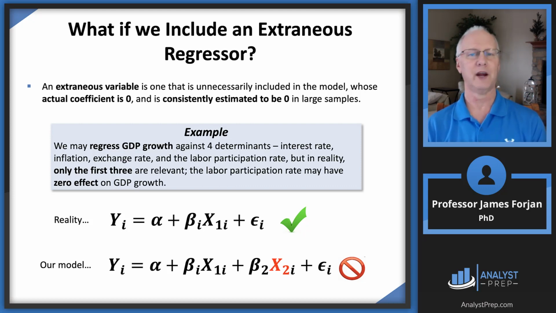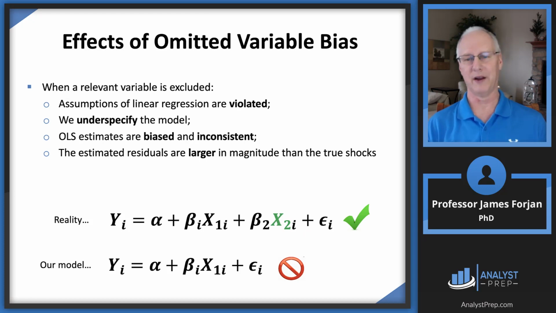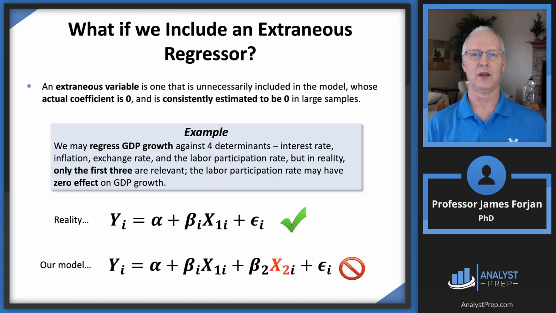So an extraneous variable is one that is unnecessarily included in the model, whose actual coefficient is 0, and would be consistently estimated to be 0 in large samples, like number of clouds in the sky as it relates to stock returns. And so this extraneous regressor then just has the opposite effect. And so note, I can swing back here. Here's the omitted variable, and then here's the extraneous variable. So what we're doing is we're just throwing another variable in there to see if it improves the quality of the model.